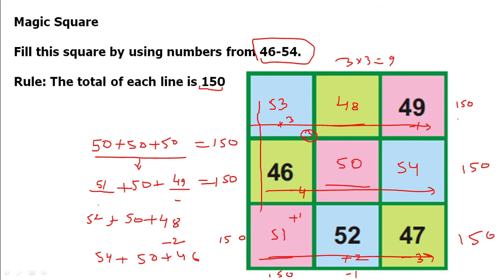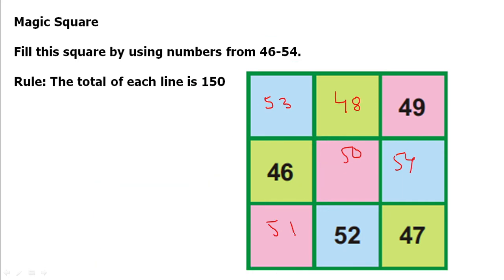Sum of these three is 150. Okay. So this is the answer of this magic square. Let us have another magic square.